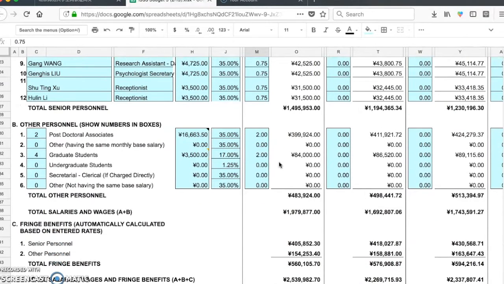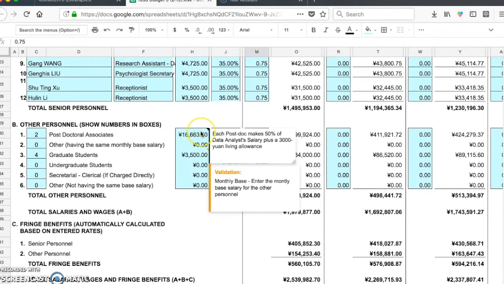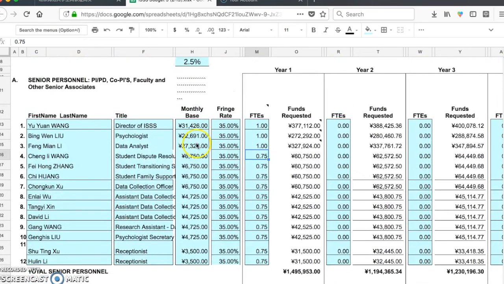Okay. So down here, in the other personnel section, we have postdoctoral associates. And postdocs are going to be helping out the data analyst. And as you can see, the data analyst was the highest paid employee prior to my calculation for the Director of International Student Services being 115% of the highest paid employee, because of the quantitative background and based on figures on how much statisticians with a graduate level education make.